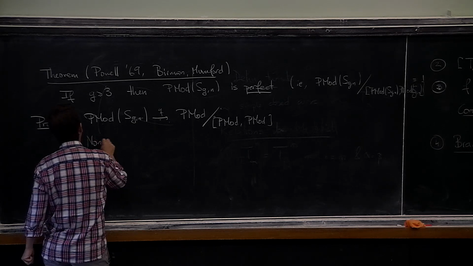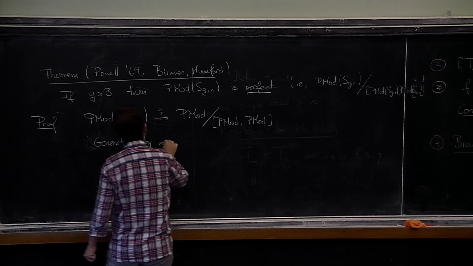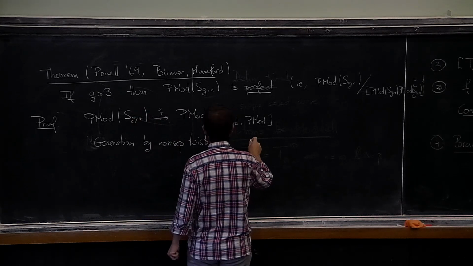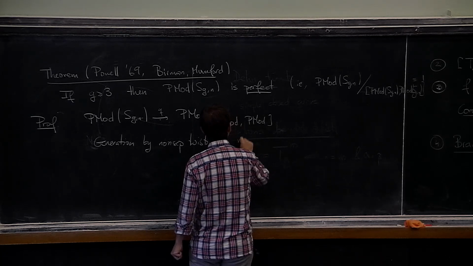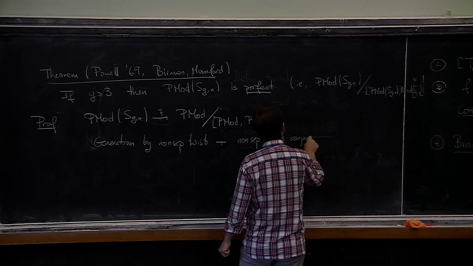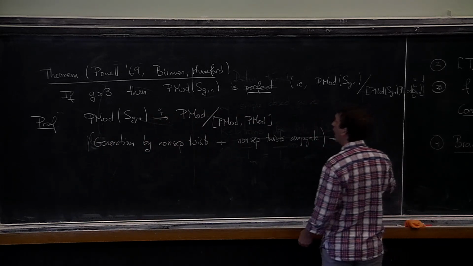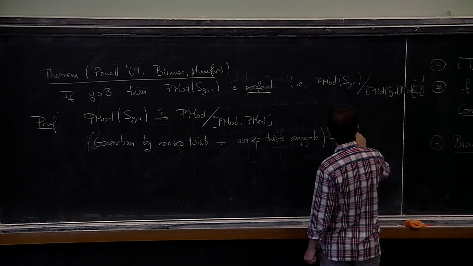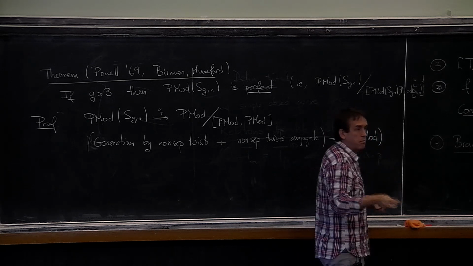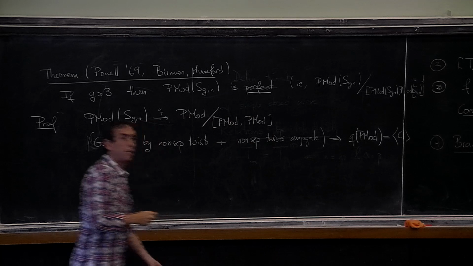So generation by non-separating twists, plus non-separating twists being conjugate. These two things together imply that Q of P mod is cyclic, generated by some element C, for cyclic.